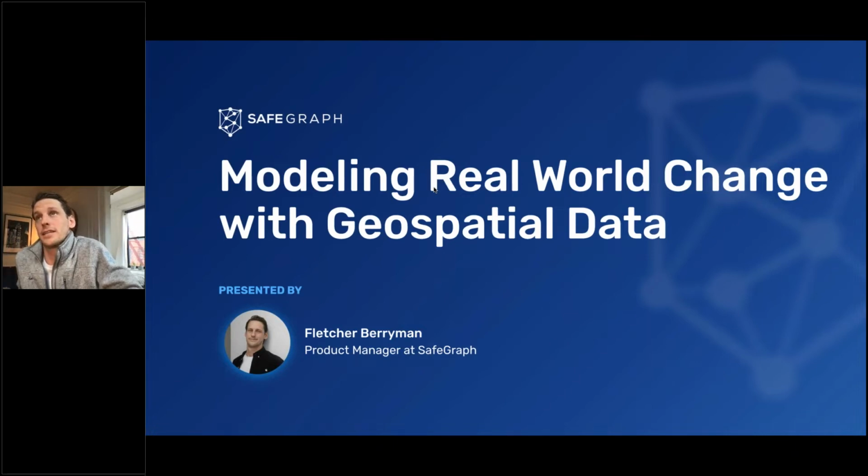data itself, and then the use cases that folks are typically using spatial data and specifically points of interest data for, and also what they're not using it for.